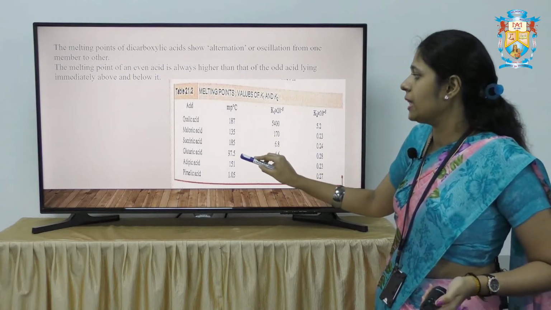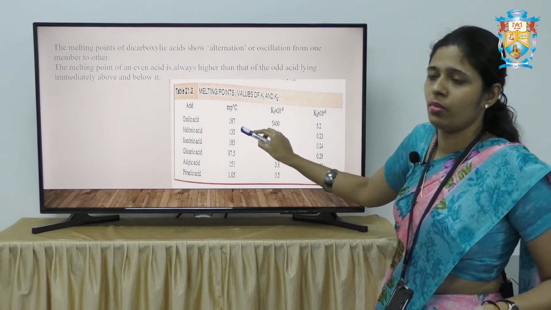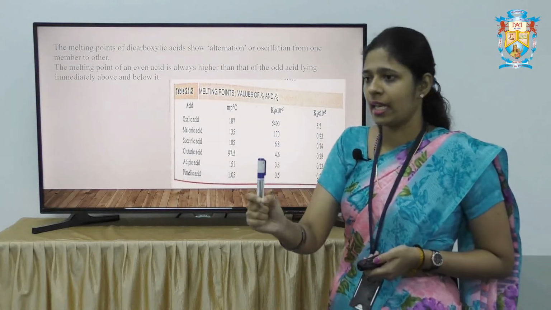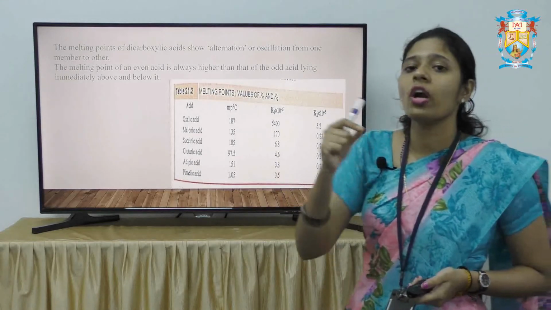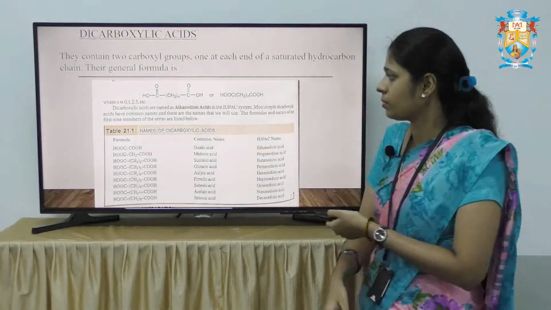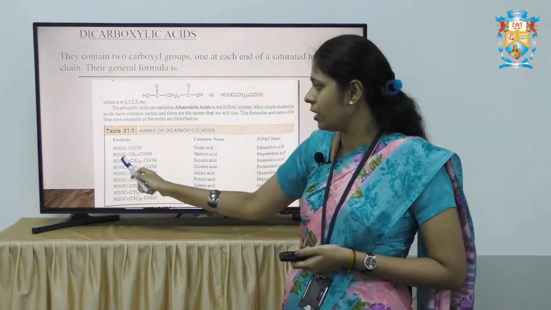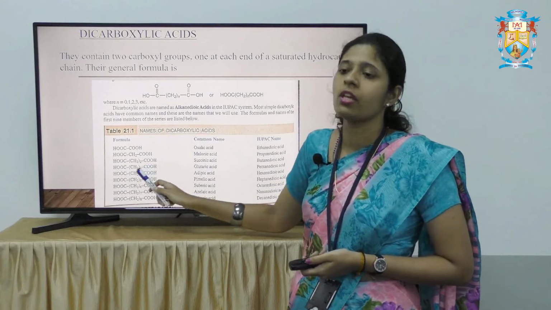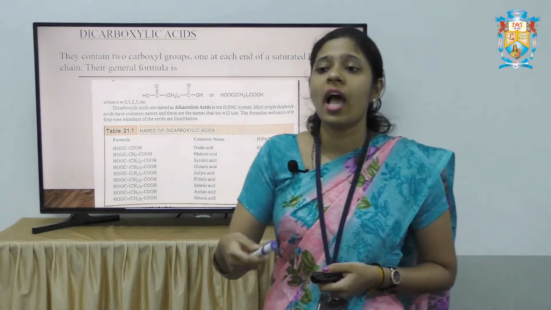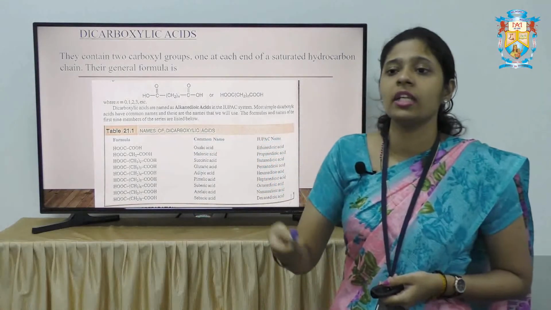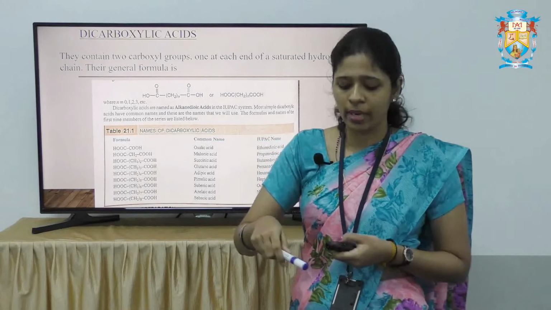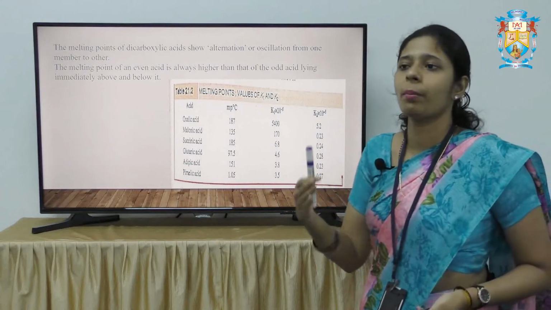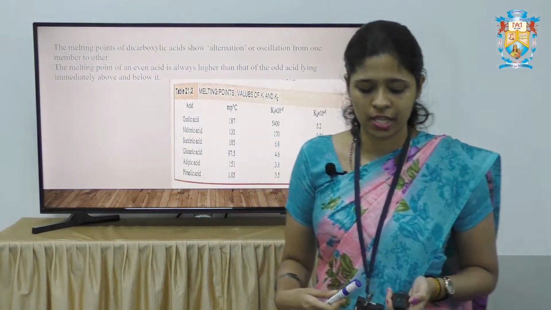So here we see that 187 is for the molecule containing an even number of carbon atoms, as in oxalic acid, and in malonic acid there is an odd number of carbon atoms. You see there are 2 carbon atoms, here there are 3 carbon atoms. Again there are 4 carbon atoms, here we have 5 carbon atoms. So the molecule containing an even number will have a higher melting point, and the molecule containing an odd number of carbon atoms will have a lower melting point. So this is a range in which you can compare the melting points of dicarboxylic acids.